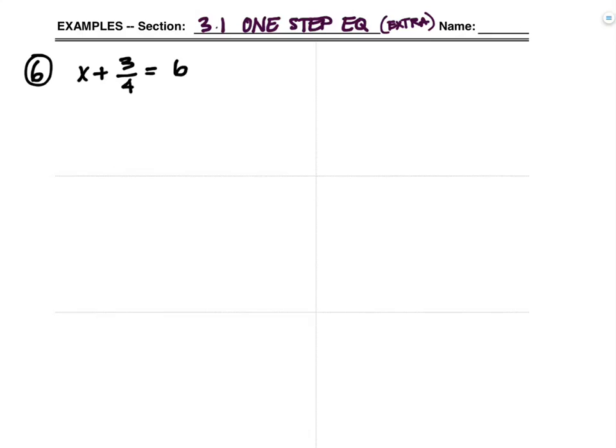So here there is nothing I can simplify, and I need to work on the identification of what the current operation is. The original operation is addition, so I'm going to want to subtract on both sides. I'm going to want to subtract the 3/4 from both sides. As I do this, I find that the 3/4 and the negative 3/4 cancel. And I can go ahead and take 3/4 away from 6 and end up with x is equal to 5 and 1/4.